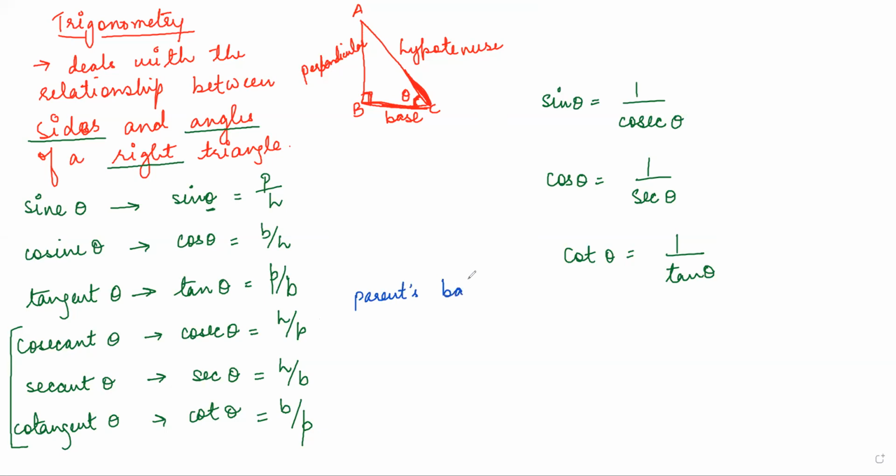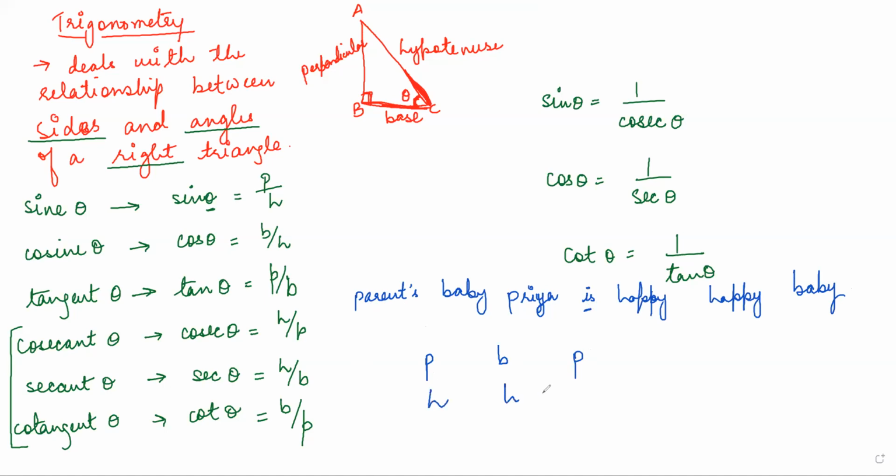Parents, baby, Priya is happy, happy baby. Just note down this sentence. First of all, see how I'm using it. Take the first words: parents, baby, Priya. Leave this "is". Now happy, happy baby.